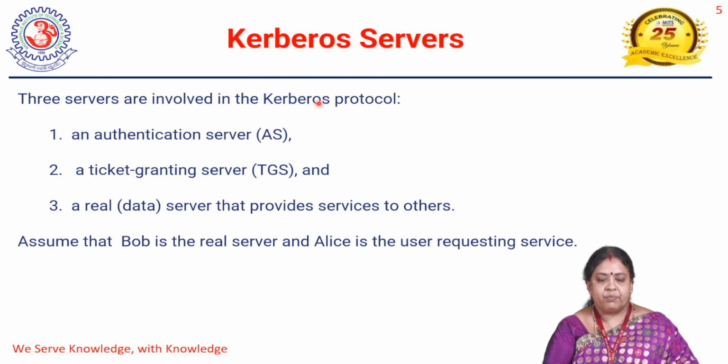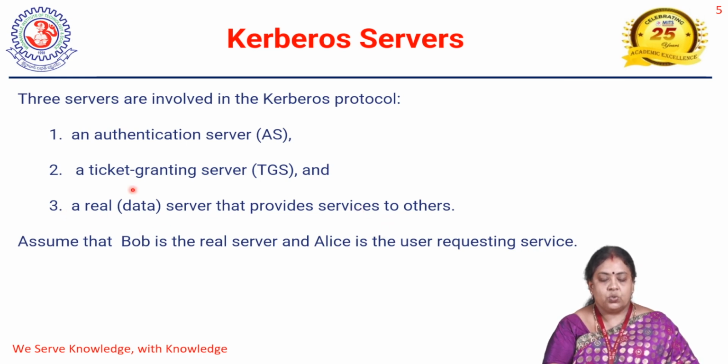So in this Kerberos protocol, three servers are involved. One we call the authentication server, simply AS. The second is called the ticket granting server, which we can call TGS. And the third one is a real server, the server which is providing the service.